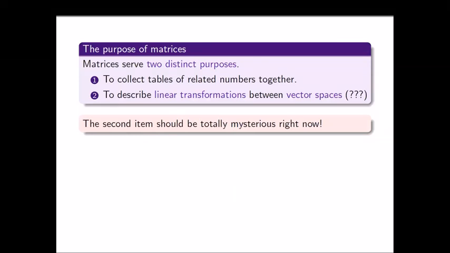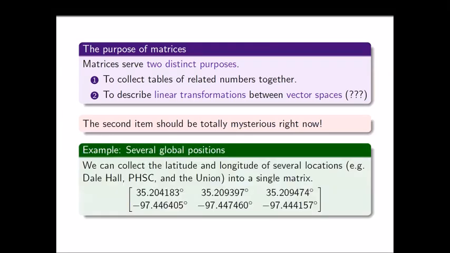So why do we need matrices? There's essentially two distinct purposes. The first is to collect tables of related numbers together, something similar to what I said about vectors a few moments ago. And the other is to describe linear transformations between vector spaces. And this is essentially just foreshadowing to more advanced stuff that we'll be learning in this semester. And as of now, you should forget about this second thing.